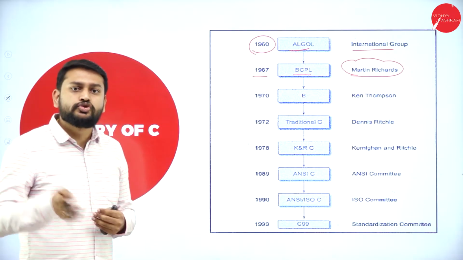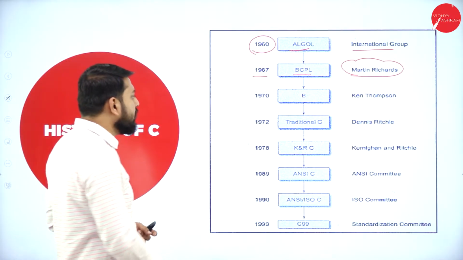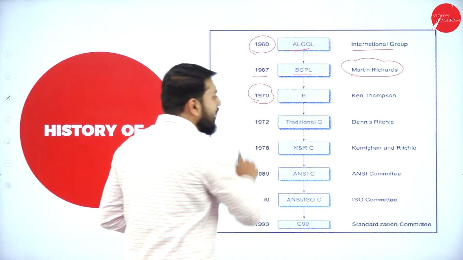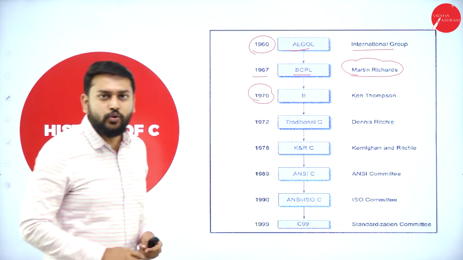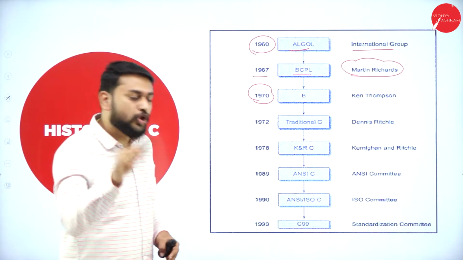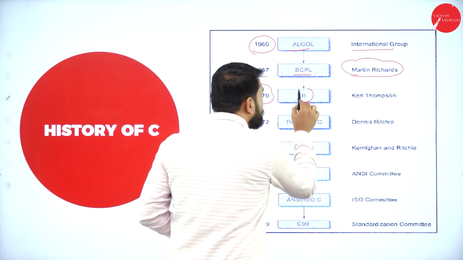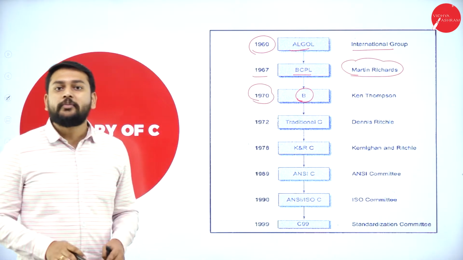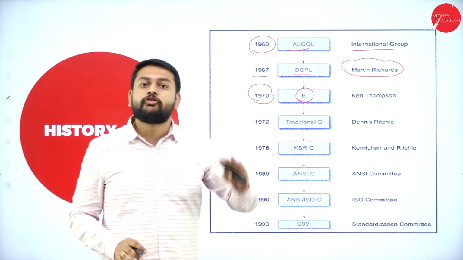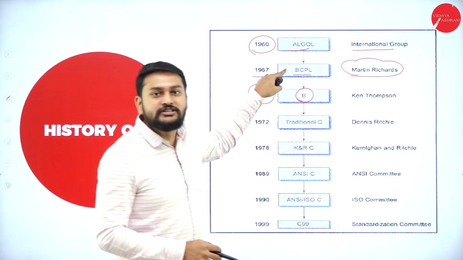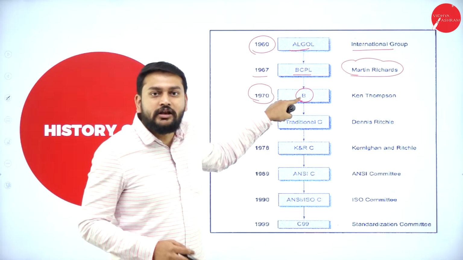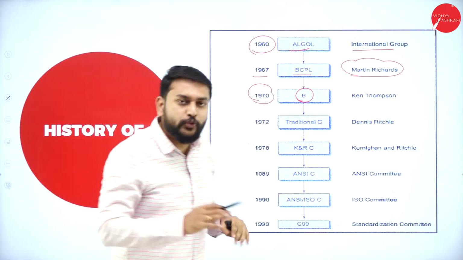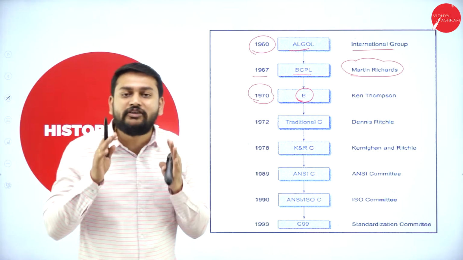So again, in the year 1970, a 3 year gap, Ken Thompson designed the B programming language, keeping BCPL as the reference. He designed one more programming language, and he called it B.